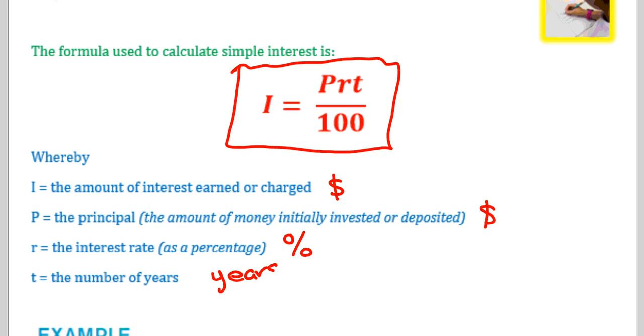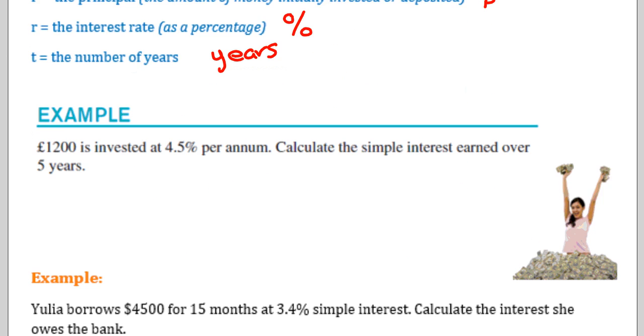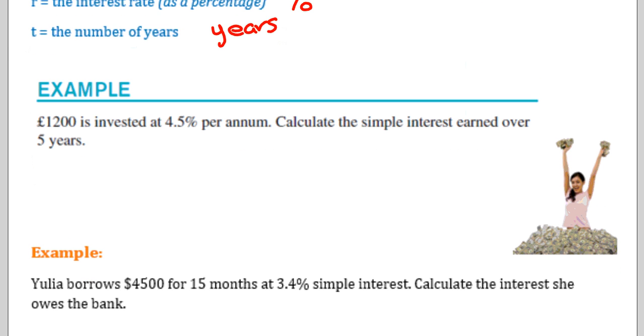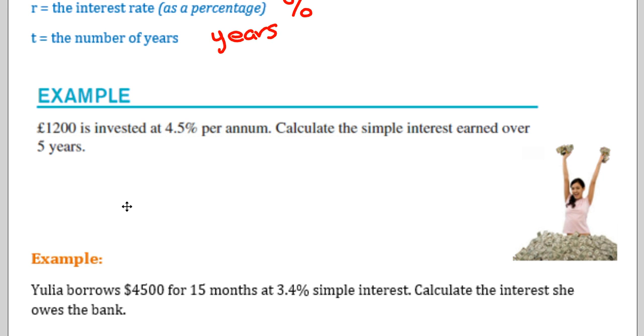So what we do in a question is try to work out which number is which, and we plug it in and calculate the interest. And away we go. Let's see what on earth this means. So the example is $1,200, let's say we're in Bermuda, not the UK, so let's say $1,200 is invested at 4.5% per annum. Per annum means per year. It's just a kind of lingo that they have in the banks. I think it's Latin. Calculate the simple interest earned over 5 years.